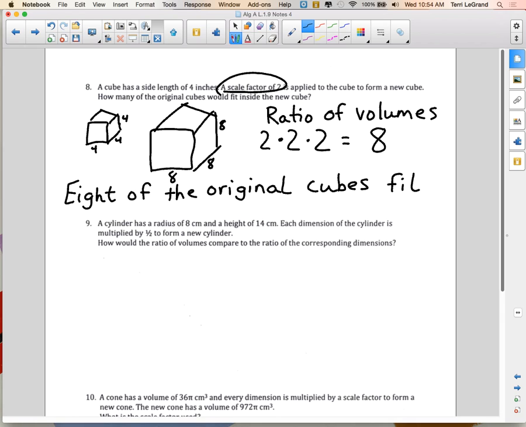fit inside the new cube. Because that was the question. How many of the original cubes fit inside the new cube? We discovered 8 of them should.